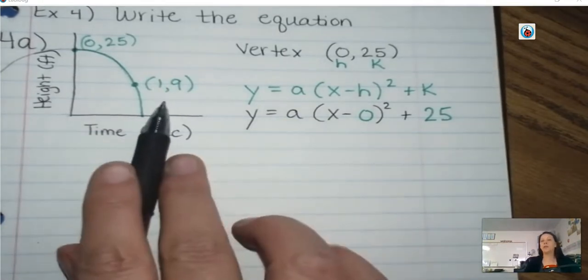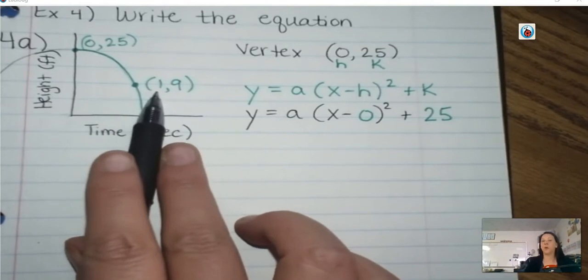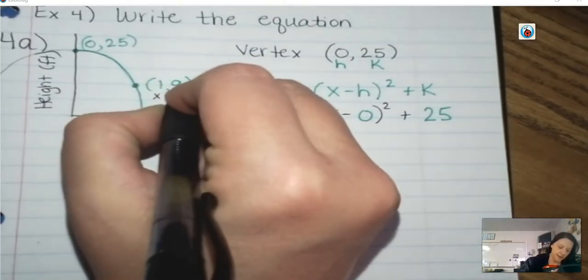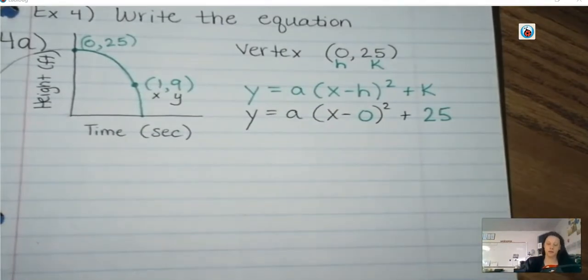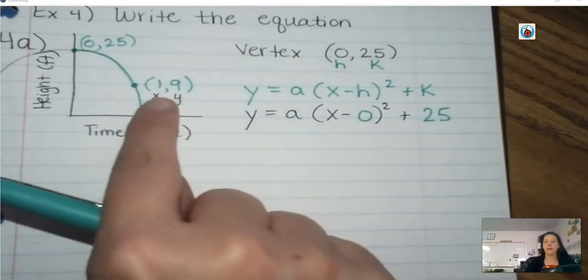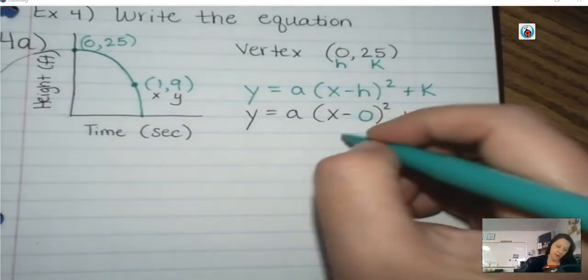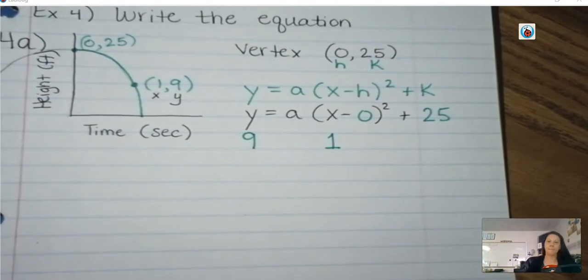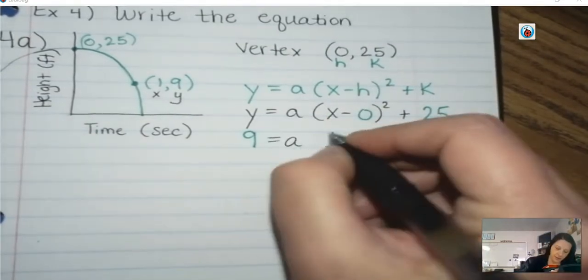And now we're going to use the other point for your x and your y. So 1, 9, 1 is going to be my x and 9 will be the y. So under that, go ahead underneath the x, put 1 in for the x and put 9 in for the y. And then bring everything else down, so we're going to solve it for a.